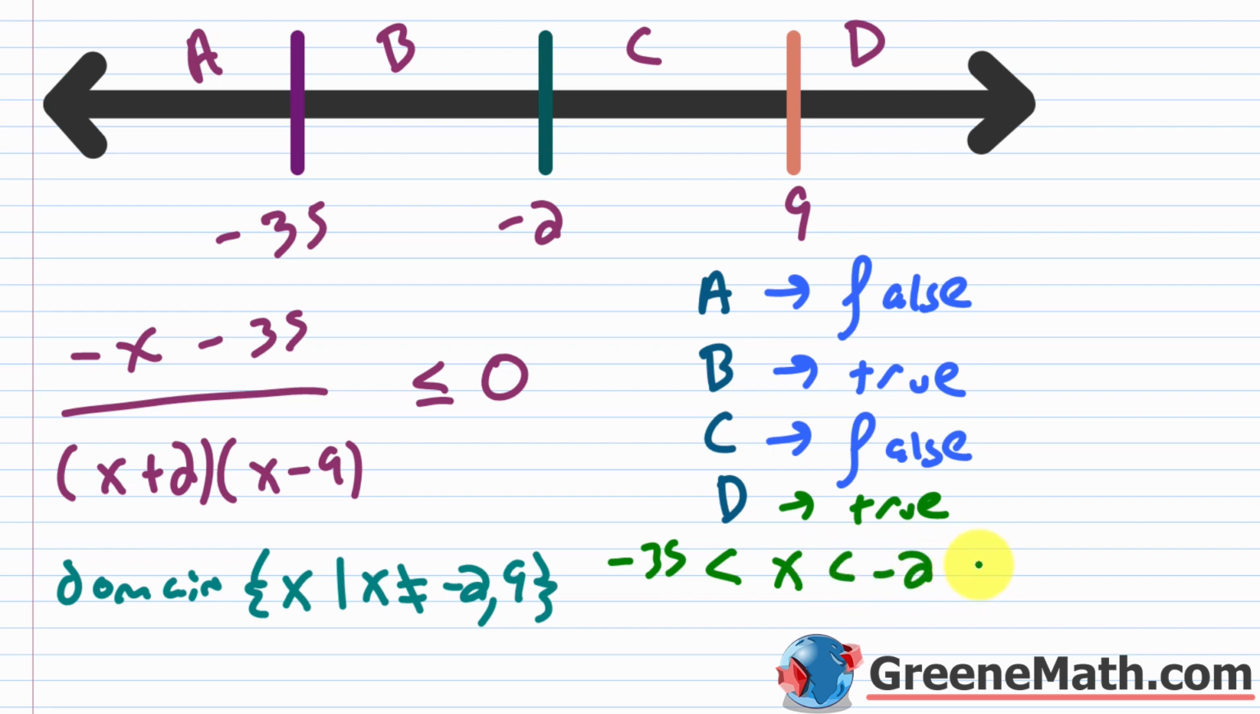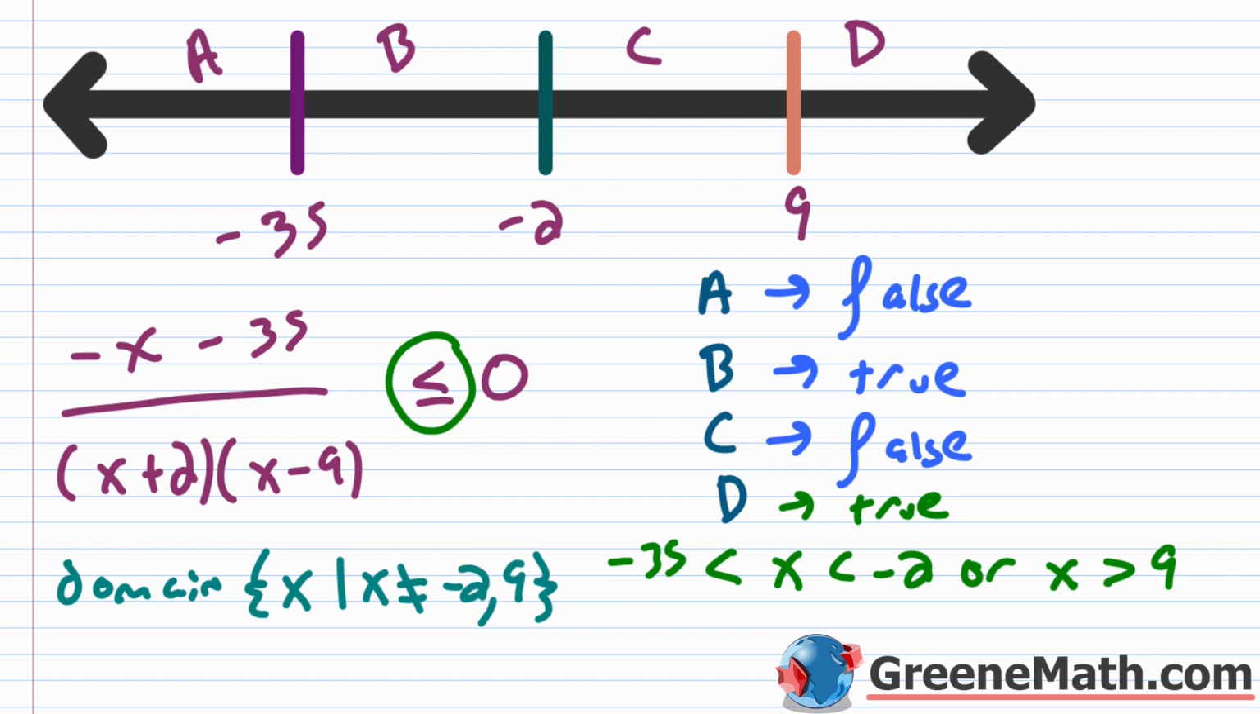And then also things in D work. So I'm going to put or x is greater than 9. Now here's where we have to be really careful. Again, we have a non-strict inequality here. So the values for x that make the numerator 0, those would be included. Okay, but we still have to exclude the values for x that make the denominator 0 because that's where we're undefined. So that's why I listed the domain here.